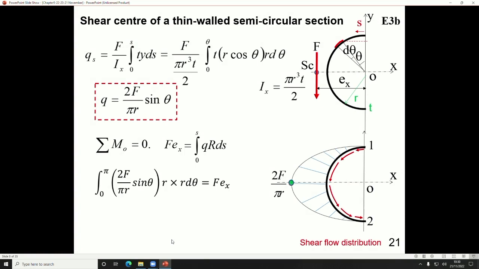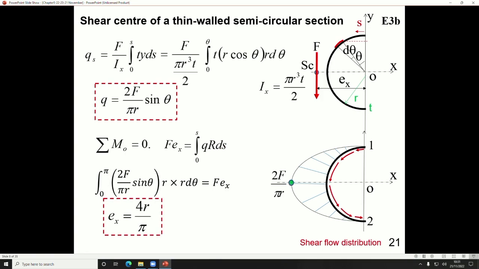So you can see in this equation, I have got q, which I found earlier. So this is q. R is the distance, which is little r. I'm using the polar coordinates, ds equals r d theta. Now I'm allowed to add constant values here because I'm after a value, not a distribution. So the next stage, the integral of sine theta is minus cosine theta, which is changing between pi and zero. From there, you can find the position of the shear center.